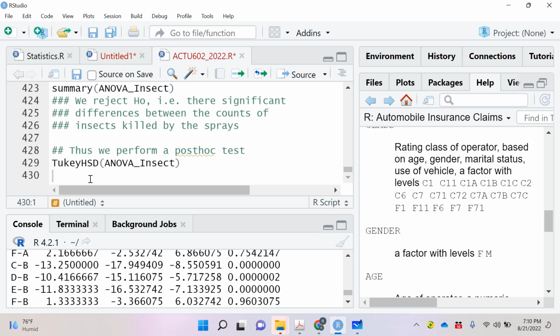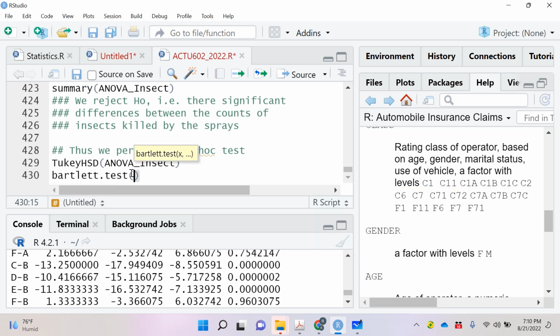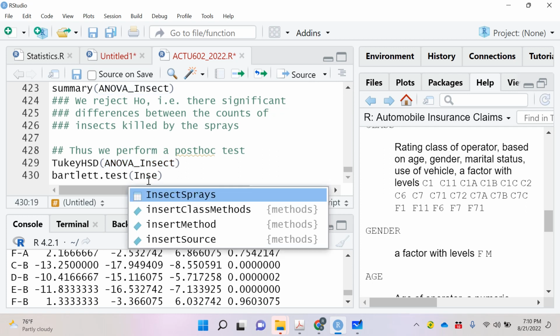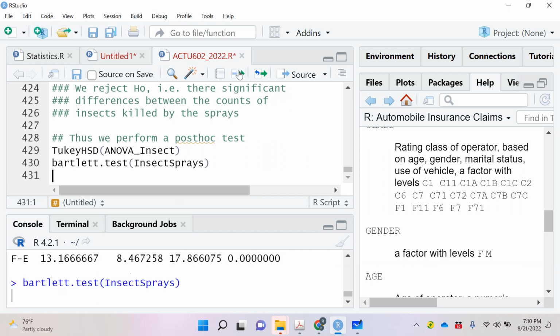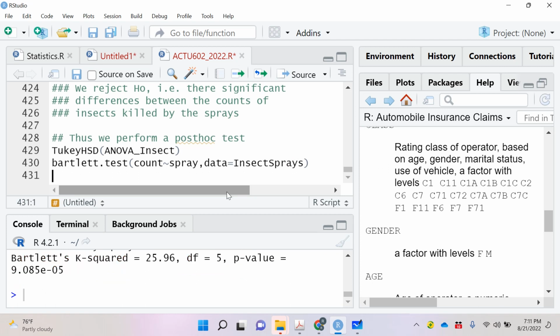So for example, if we want to check whether the variances are the same, you use, I think, Bartlett. There's the Bartlett test, right? So the Bartlett test will give you, not this one, but insect sprays. It will check whether, no, it has to be count on spray. This one, I'm not so sure if it takes this, but let's see. Oh, okay, yeah, it did.